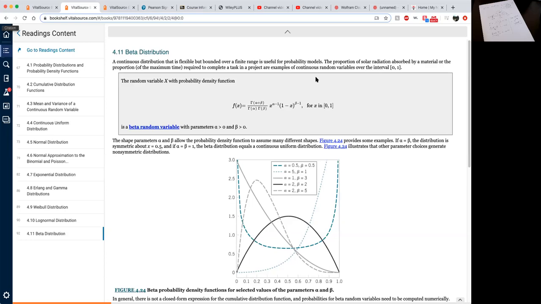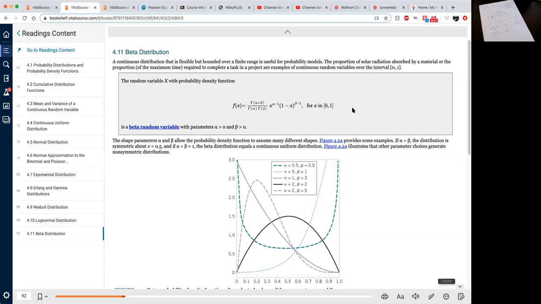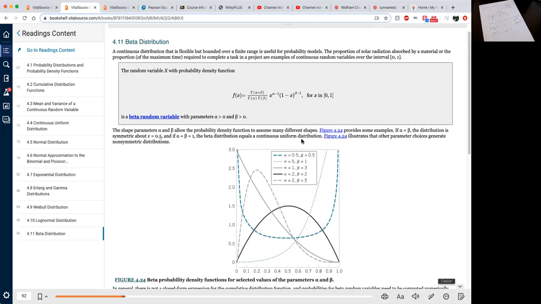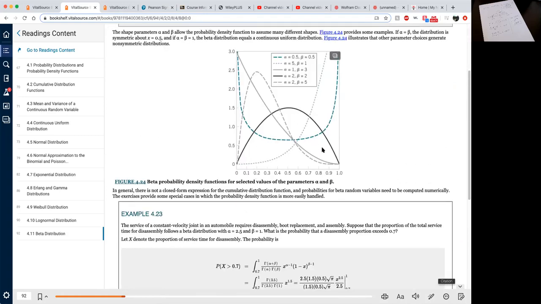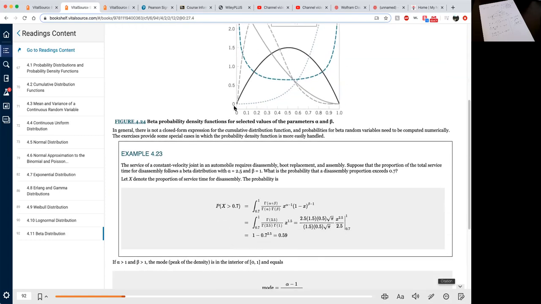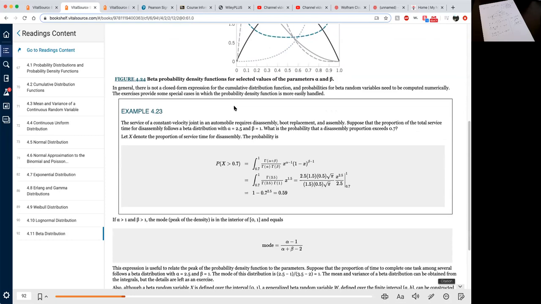The PDF is given like this, and the gamma function is involved: gamma of alpha plus beta over gamma alpha times gamma beta, times x to the alpha minus 1, times 1 minus x to the beta minus 1. Depending on the values of the parameters alpha and beta, we get different shapes of the beta distribution. So let's see example 4.23.